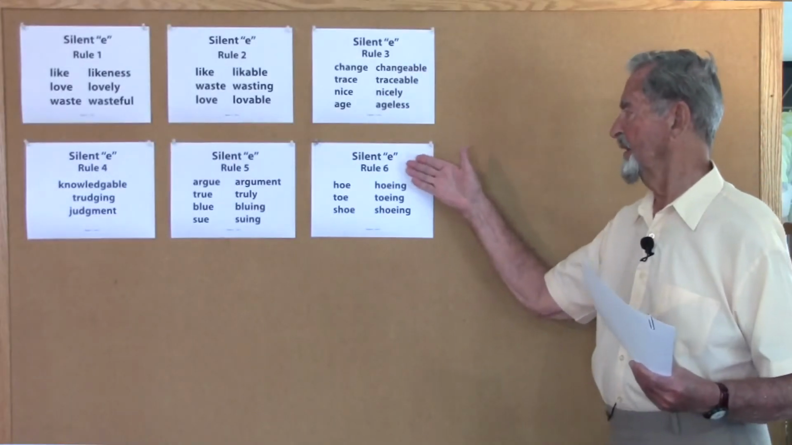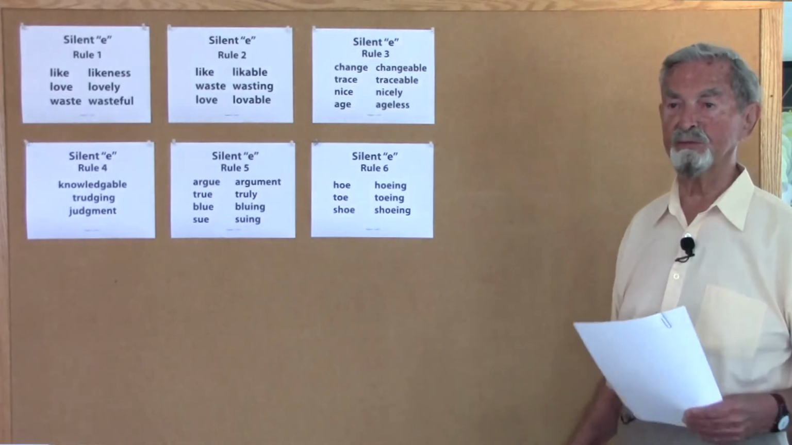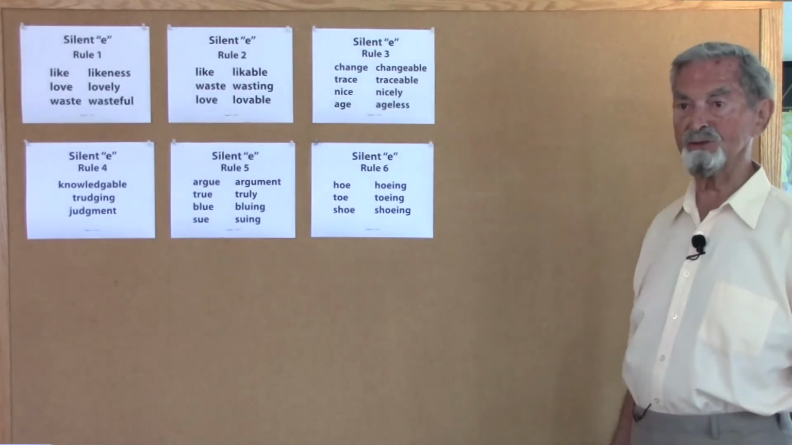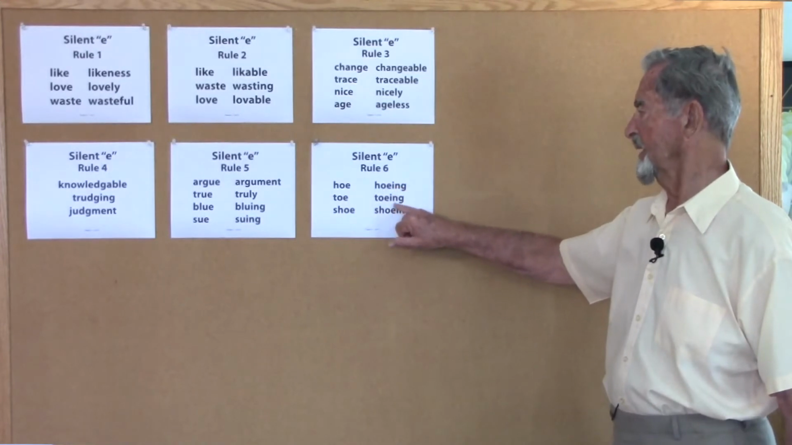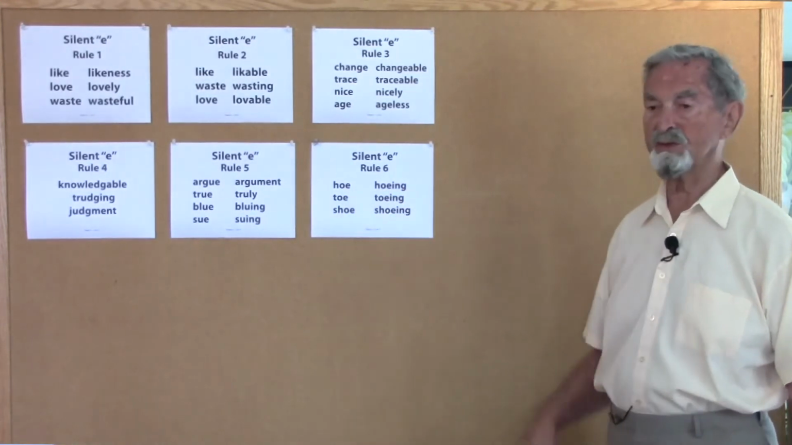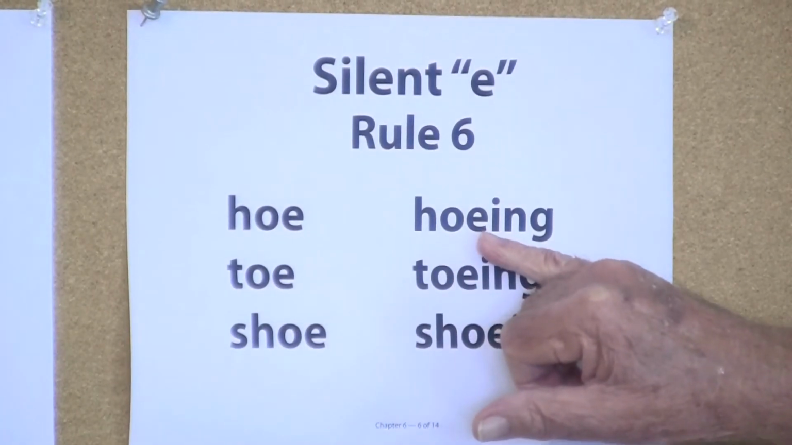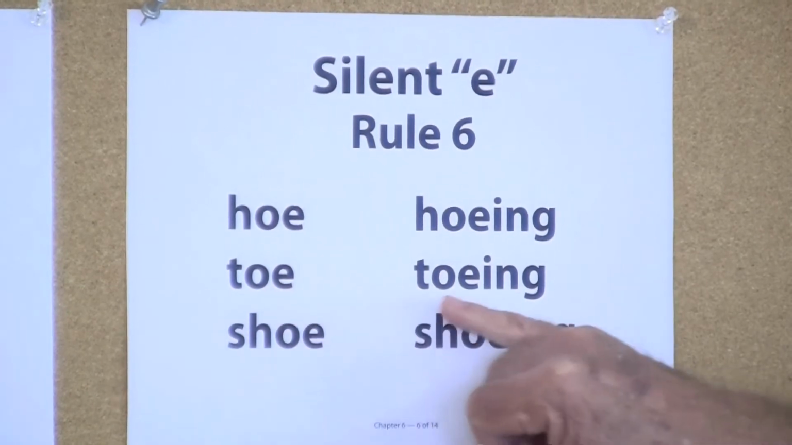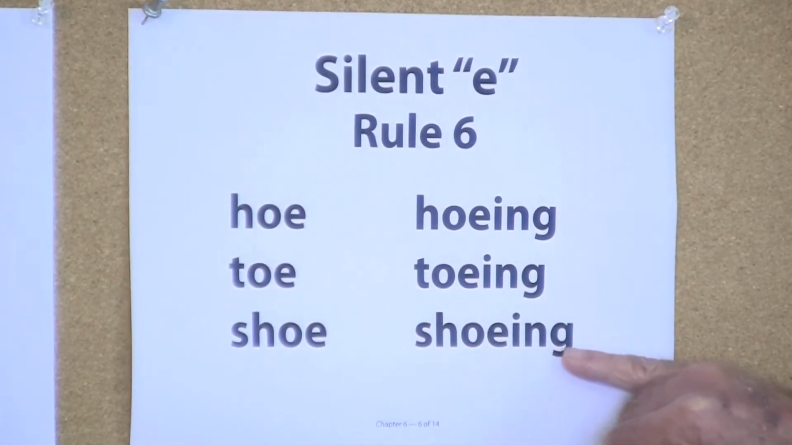As for rule 6, these are words that you'll very rarely use, but it's nice to know. When you're adding a vowel suffix to such words, don't drop the E. Hoe, hoeing. Toe, toeing. Shoe, shoeing.